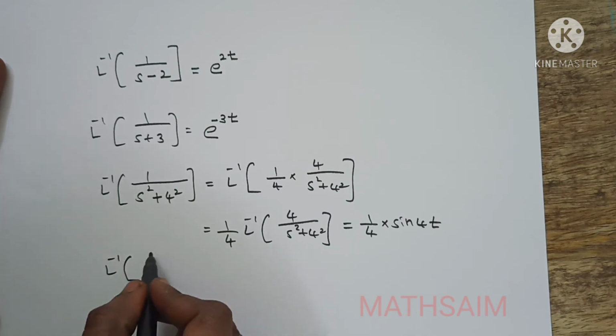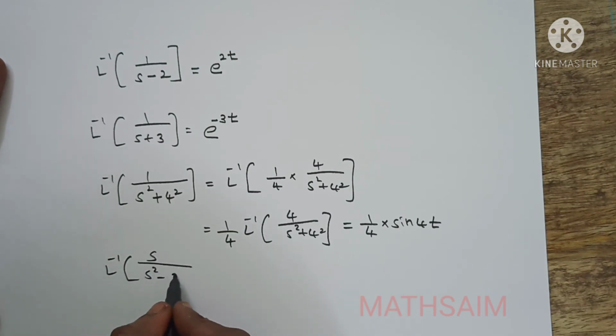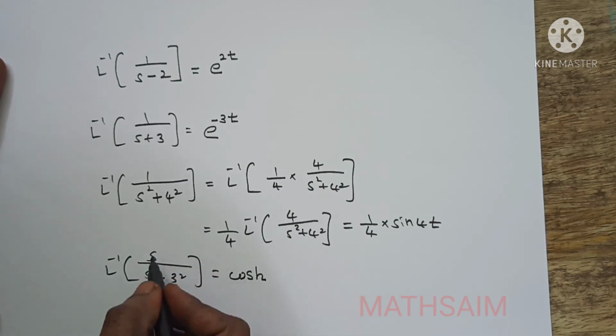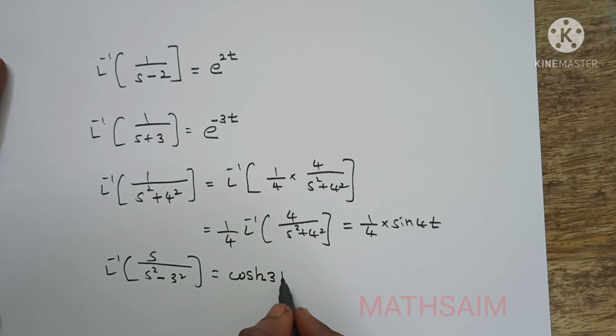And then suppose if the function is like this, L inverse of s divided by s square minus 3 square. You see, by seeing the denominator term, we can completely come to an understanding that this is going to be the hyperbolic function. So this is equal to cos h at, because we are having s in the numerator and we are having minus in the denominator, and in the place of a we are having 3. So this is cos h 3t. That's all.